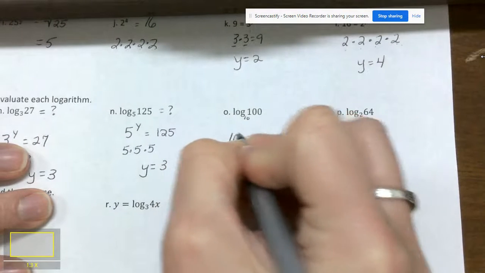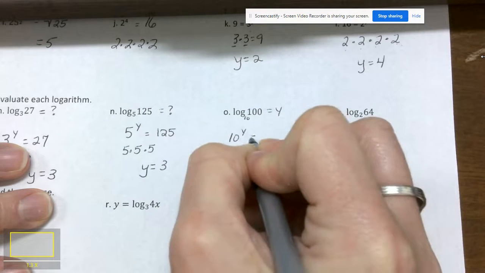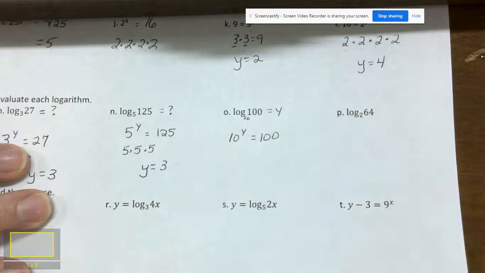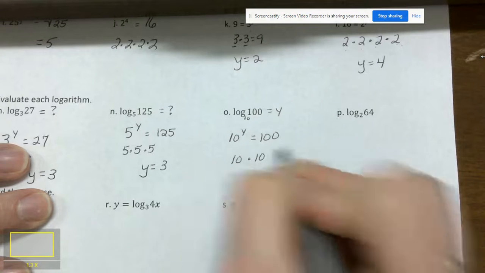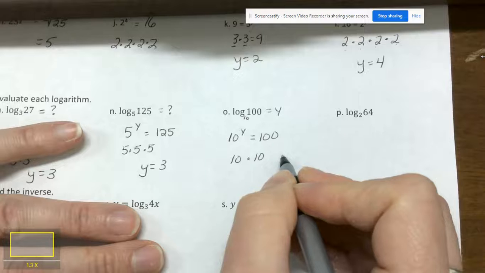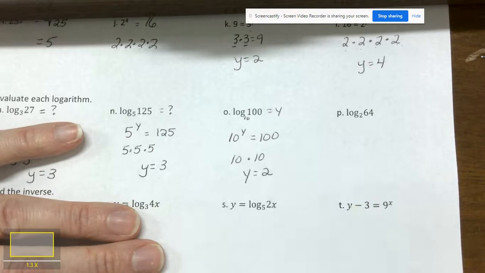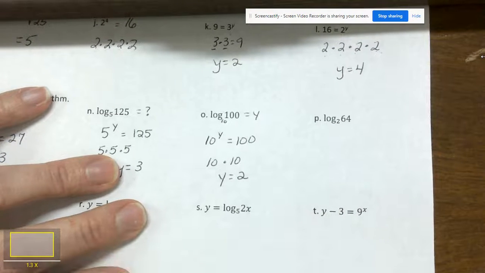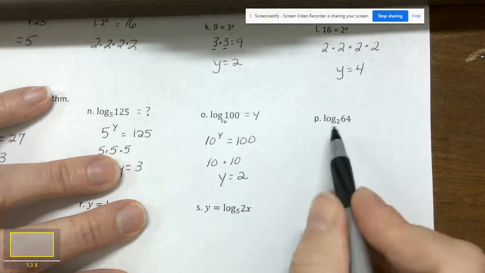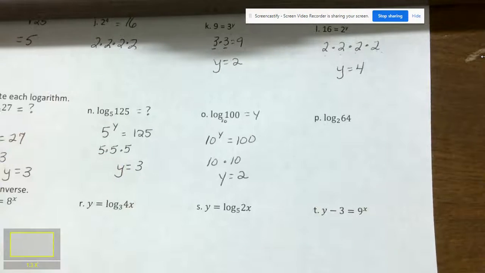So that means 10, looking for what this is, 10 raised to some power equals 100. So I'm looking for that y. All right, let's start with 10. 10 times 10 is 100. So I wrote the number 10 down twice, which means that y is going to be equal to 2. Okay, pause the video and see what you can do with P out here, example P, and then come back.